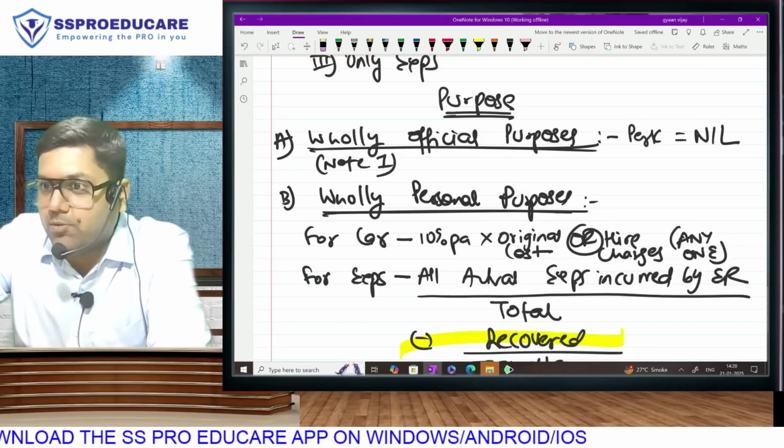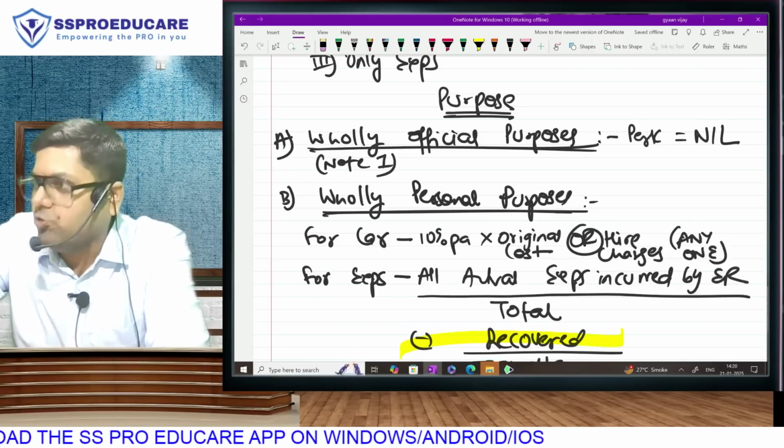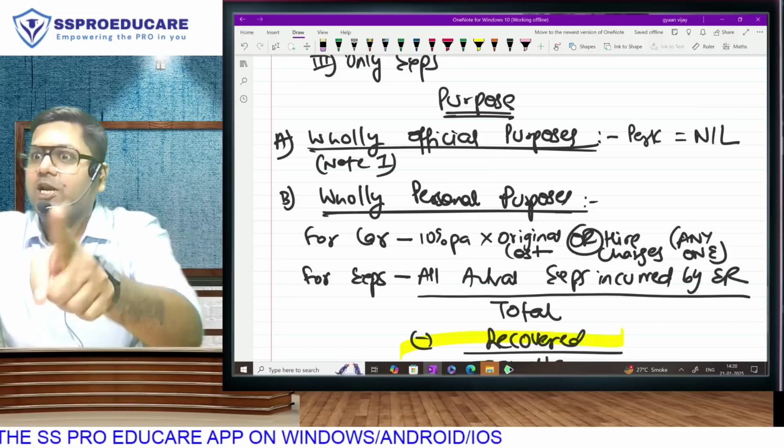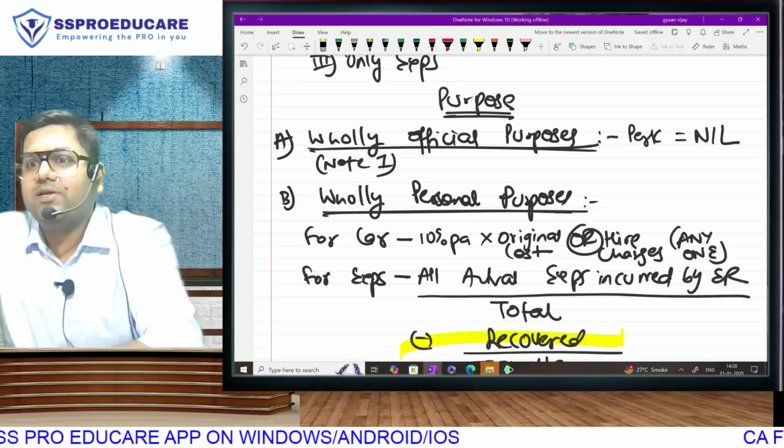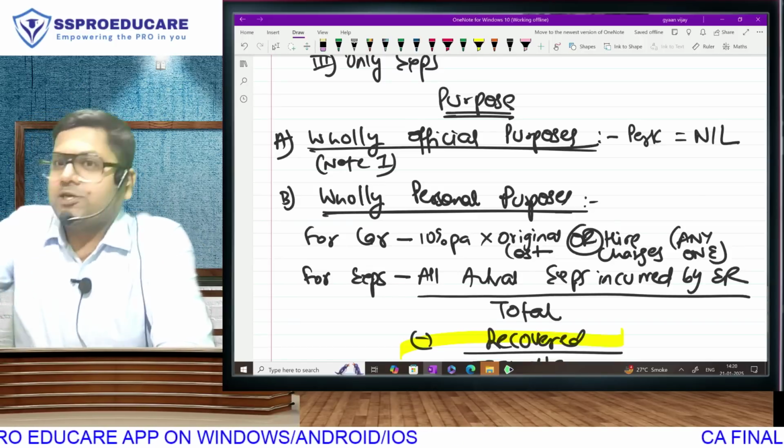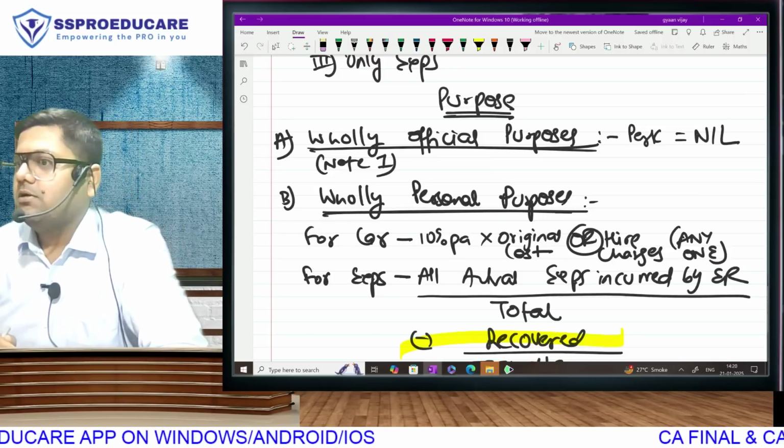Your office car for 2 kilometers? Full year you have not made any personal use. Only this 1 month, this 1 day, only 2 kilometers. 1 kilometer to school, 1 kilometer return. So the total personal usage is 2 kilometers.